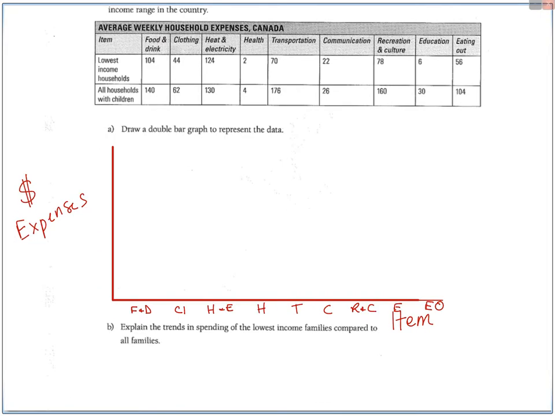Okay, now we need a scale for the y-axis. When you're doing your scale, you need to realize what number do I need to at least get to? What's the biggest number? 176. What's the lowest number? 2.6, whatever. Tells you that you need to go from 0 to at least 176. You want to go to 200? Let's go 0 to 200. And then you can do your scale from there.